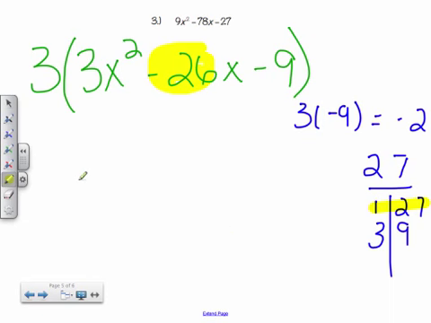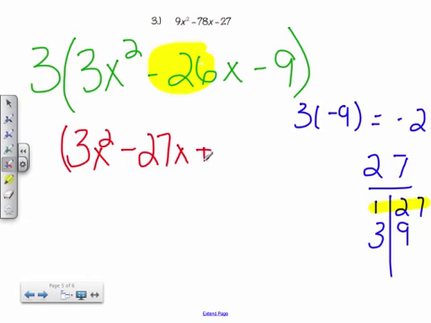So what I'm going to do is rewrite this so that it looks like 4 terms in my polynomial instead of 3 terms. So it'll be 3x squared minus 27x plus positive x minus 9. Remember, it doesn't matter what order you put these two into as long as the 27 is negative and the x is positive. Don't forget the really key piece of bringing this 3 down right here.